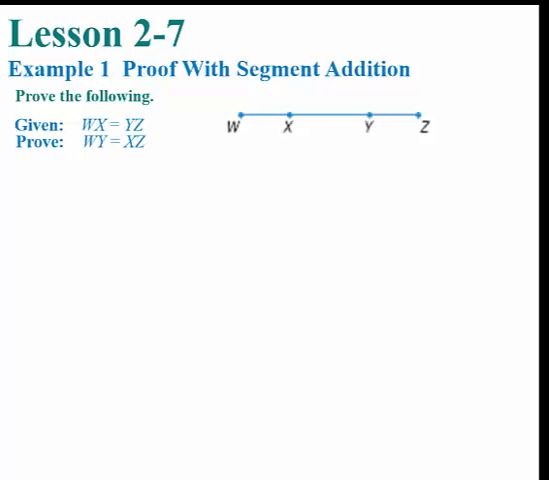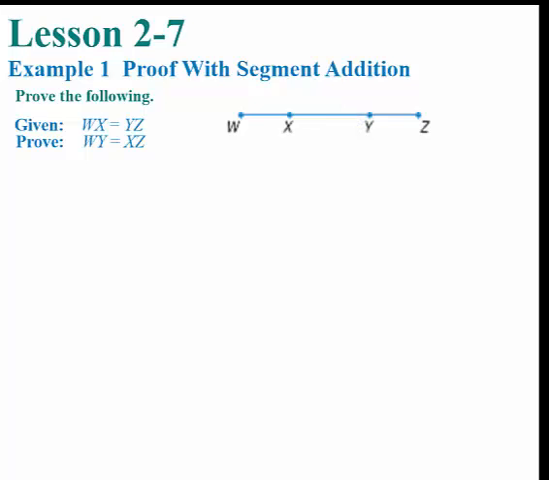Prove the following. Given that line segment WX is equal to line segment YZ, prove that line segment WY equals line segment XZ. So, if we just look at our picture and think about what we're going to prove first, I know that WX is equal to YZ, and I've got to get to say that WY equals XZ. If you look at the picture, we've got something missing from both of the little pieces that we're going to have to add to be able to make the bigger pieces.